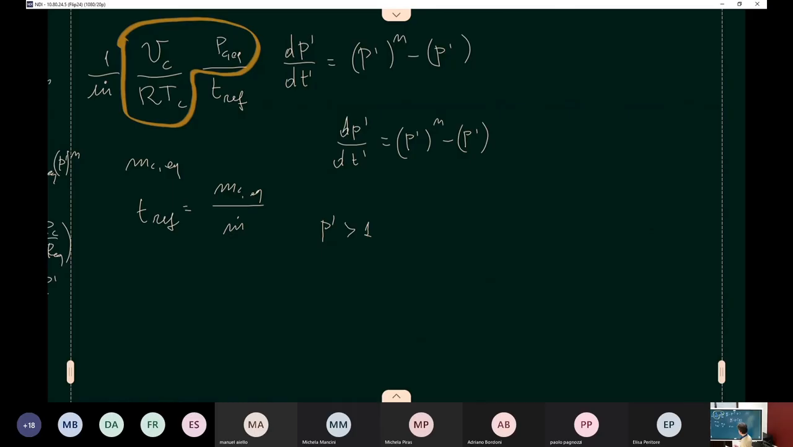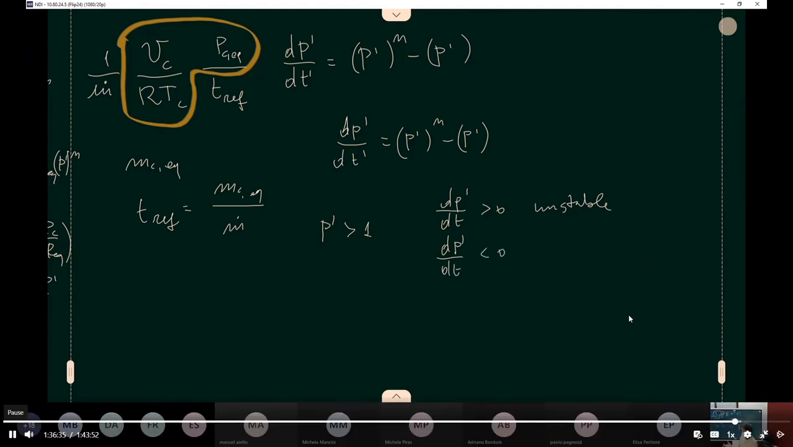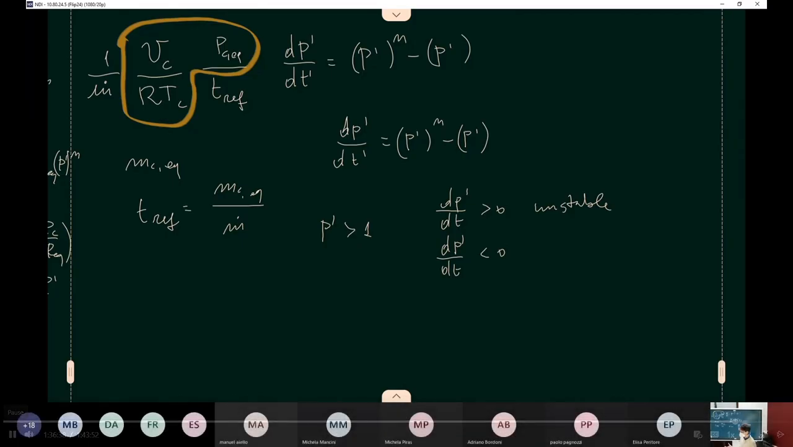So what happens is that we have two possible cases. If dP prime/dt is greater than zero, it means that we have a further increase of P prime. So this is unstable. If we have that dP prime over dt is less than zero, an increase of pressure corresponds to the system responding with a decrease of pressure. So we go back to the stable condition, to the equilibrium condition.